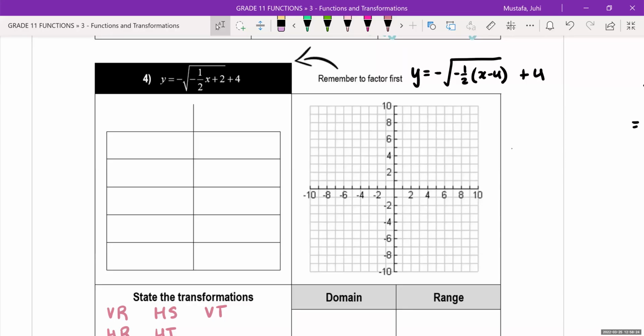Okay, so our original function, our parent function, and you know what, we'll just graph it so that we have a little bit more practice. It's y is equal to root x. So I'm going to have x and y here: 0, 0, 1, 1, 4, 2, and 9, 3.